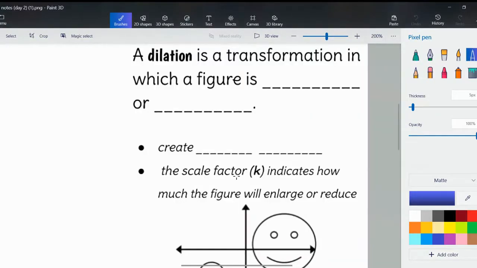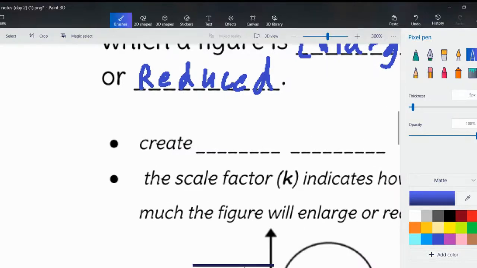All right, so jumping right into the first page here, just the cover page, we're looking at a dilation. Again, this is the last kind of transformation we're learning about. And it's a transformation in which a figure is either enlarged or reduced. Okay, so it's getting bigger or it's shrinking. These transformations are actually going to create similar figures.